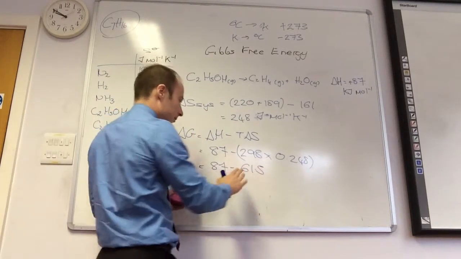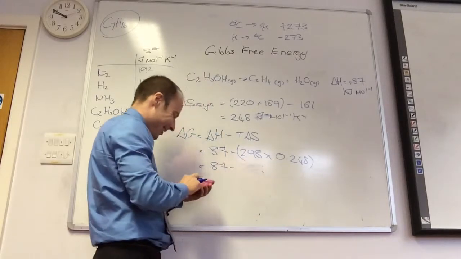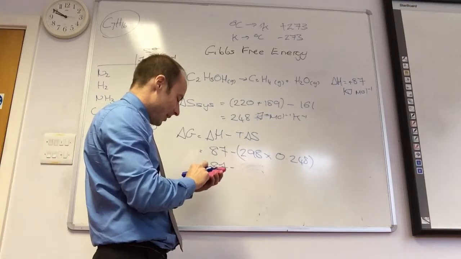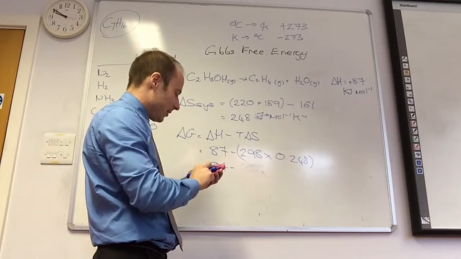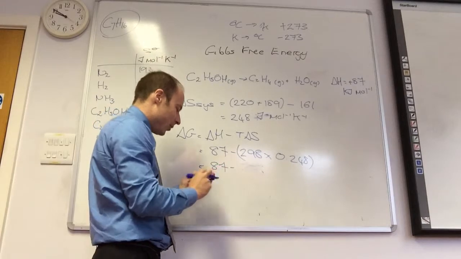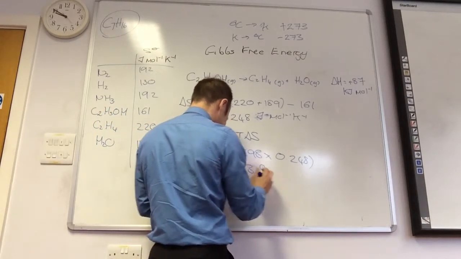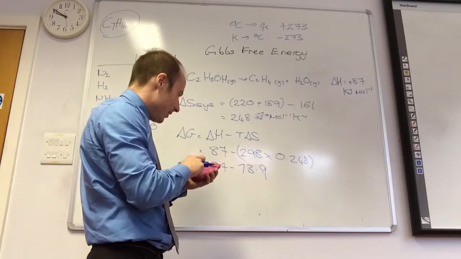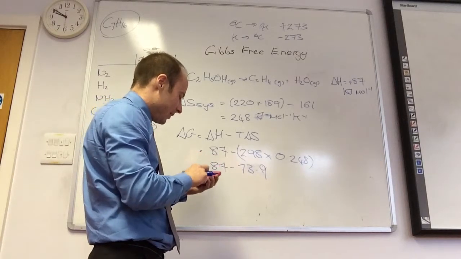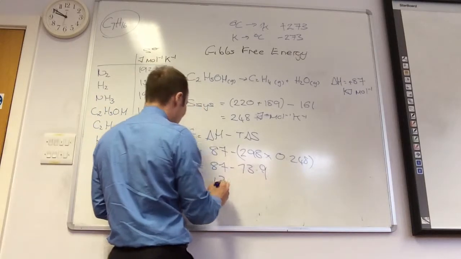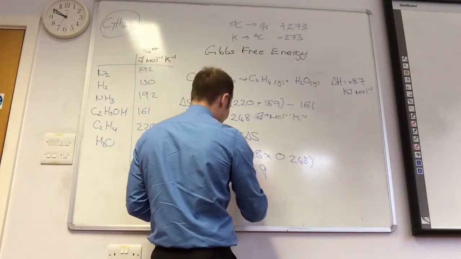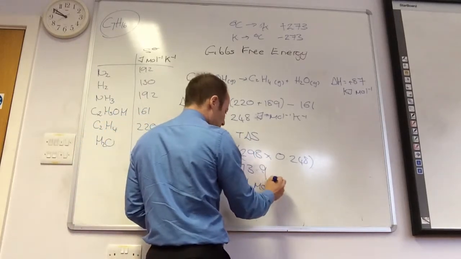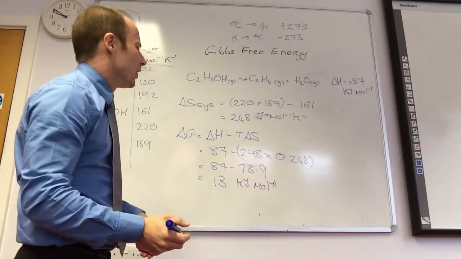298 times 0.248 is 73.9. So 87 minus, let's call that 74, gives me 13 kilojoules per mole. So is it feasible? No, it's not feasible at 25 degrees C.